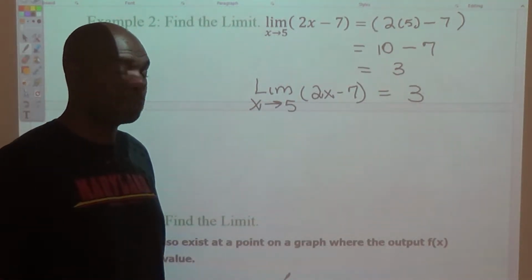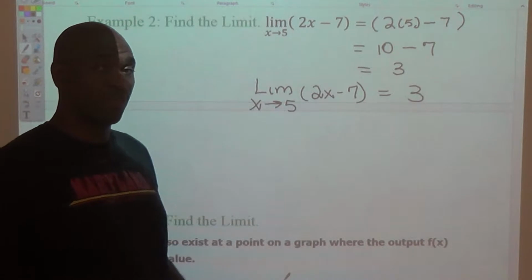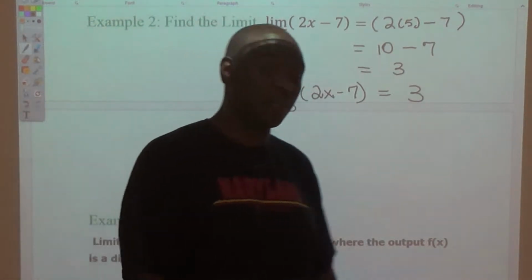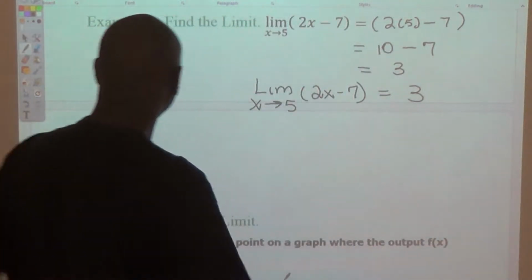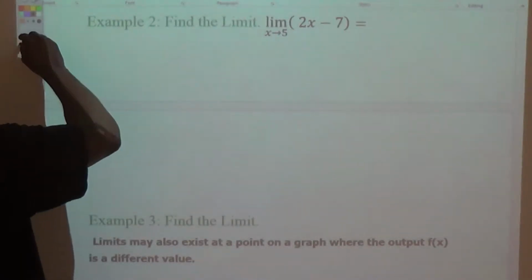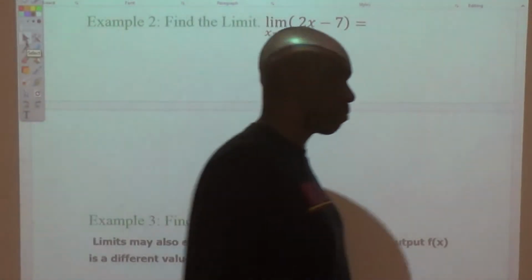Okay? So that takes care of the first two examples, how to find the limit. Alright. Let's move on to our next example.